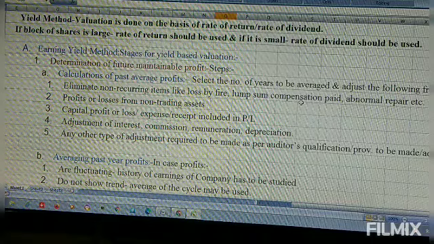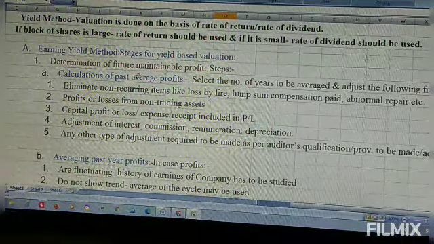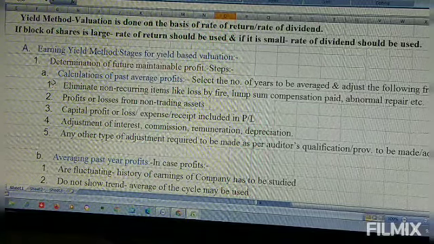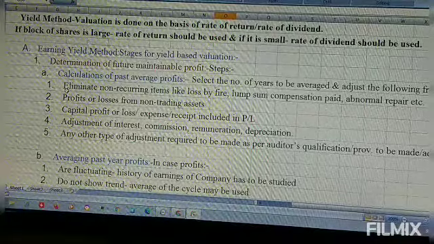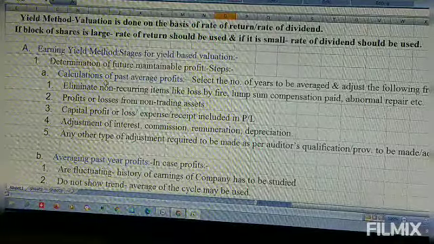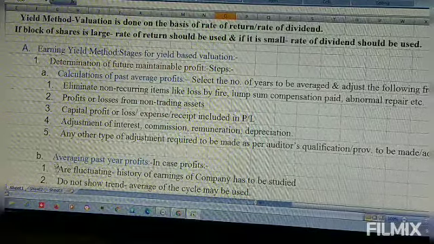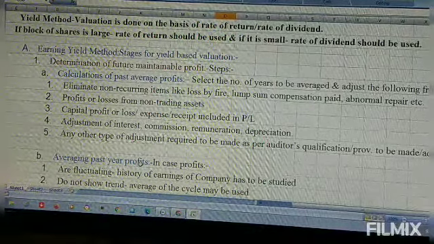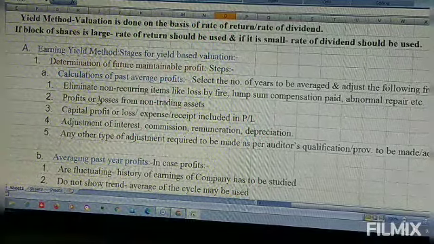First we have to determine the future maintainable profit. To determine the future maintainable profit, we have to follow two main steps. One is calculation of past average profits and the other is averaging past year profits. These are the two steps we have to follow. Again, in each step there are sub steps.